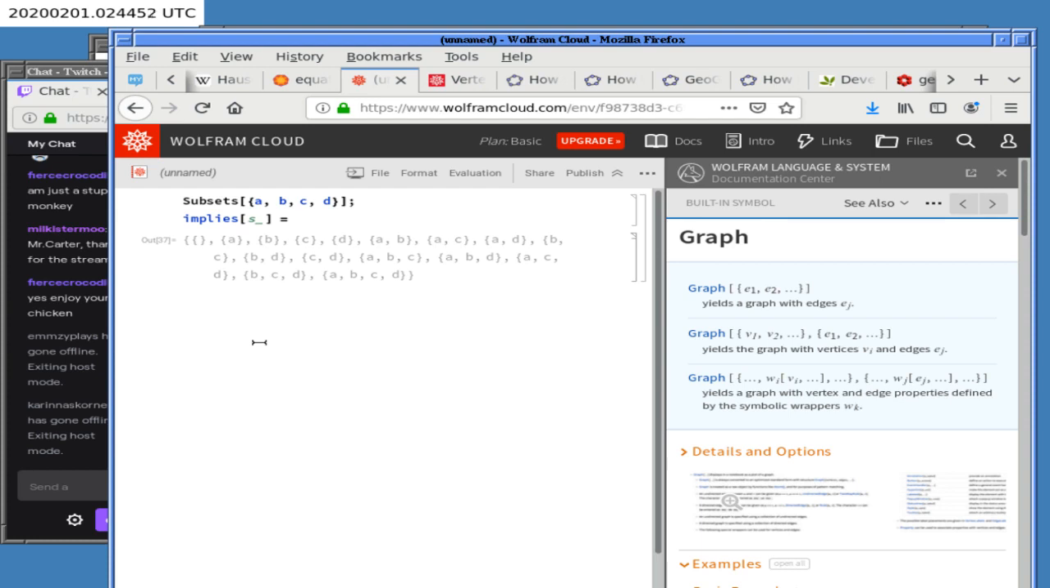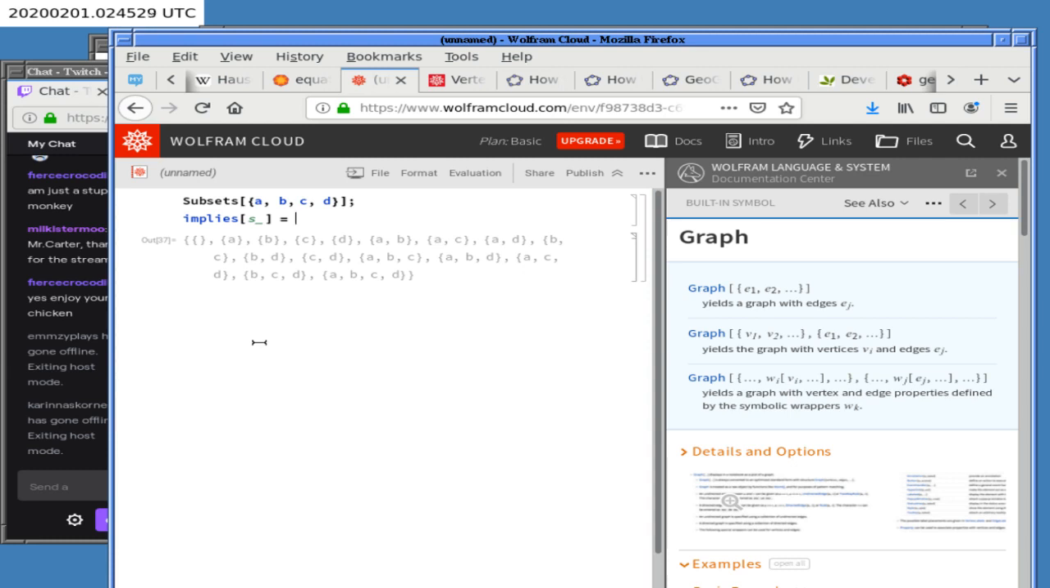implied by the set. In other words, I want to say S implies S1, S implies S2, and so on and so forth. I guess technically S implies every subset of S as well, including itself technically and the empty set technically. That's ugly. We might be able to get rid of the empty set and the set itself because they're not very useful.